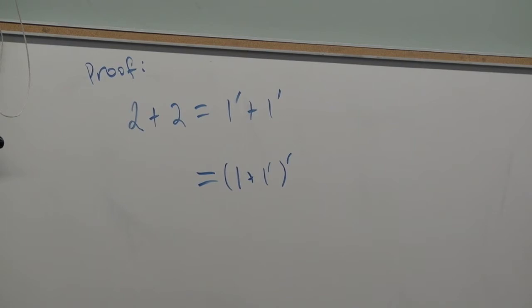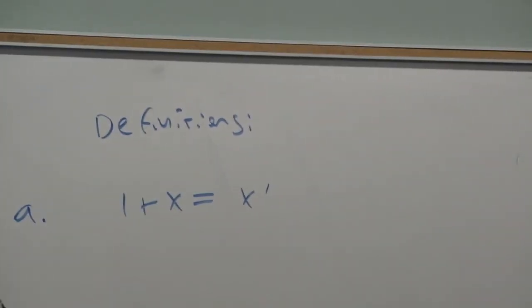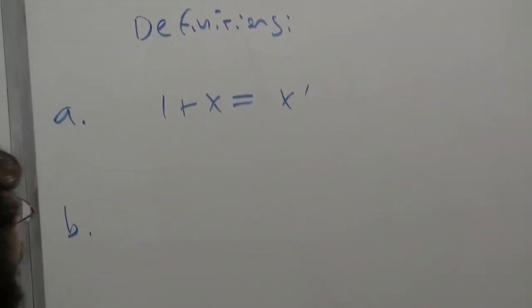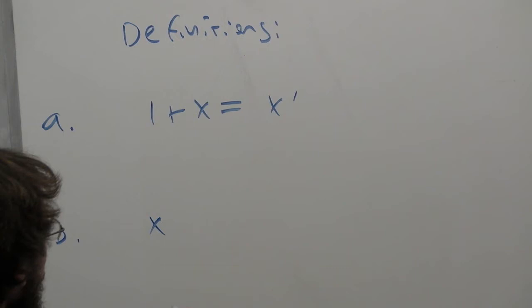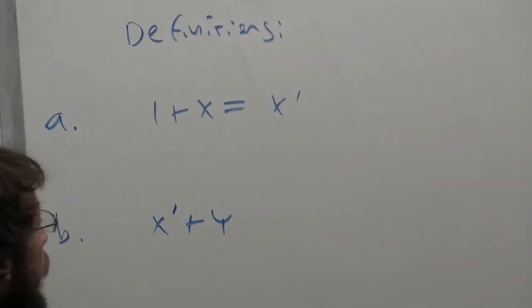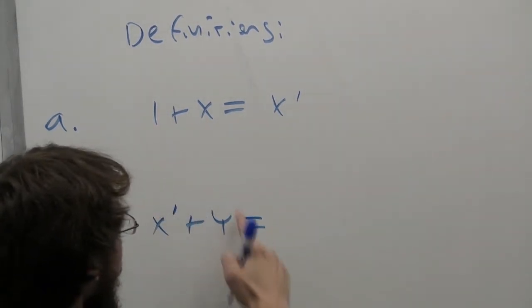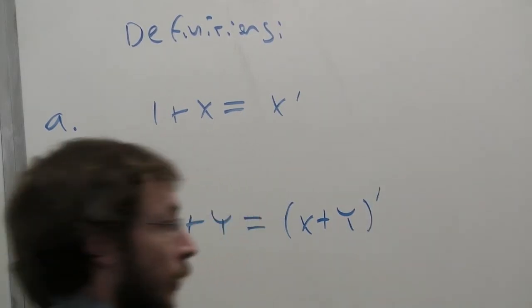We have that 1 plus x is defined to be x successor. I guess we'll call that lowercase a. And then we have another definition that says, suppose that you have a successor that you add to any number that you want. Then the way that addition is defined is by taking the successor and moving it to the outside of the parentheses.